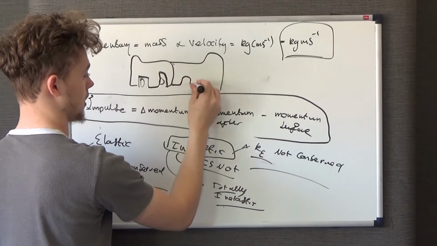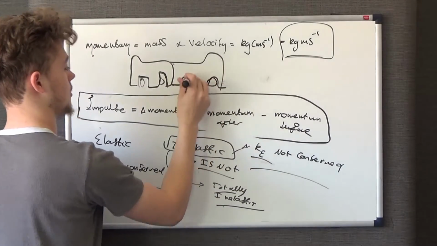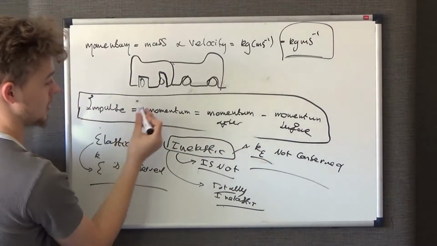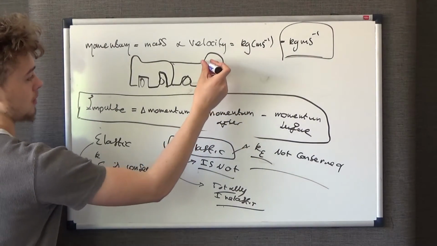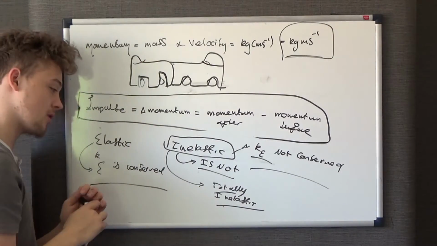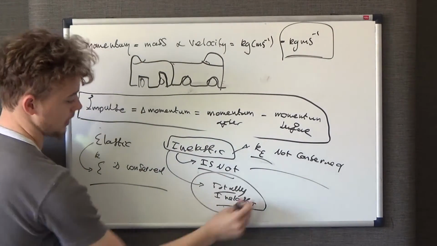Yeah, this isn't going well, but you get the idea. So if they collide, and after the collision they are moving together, either these, meant to be a car, you get the idea. If they're moving together after the collision, we call it a totally inelastic collision.